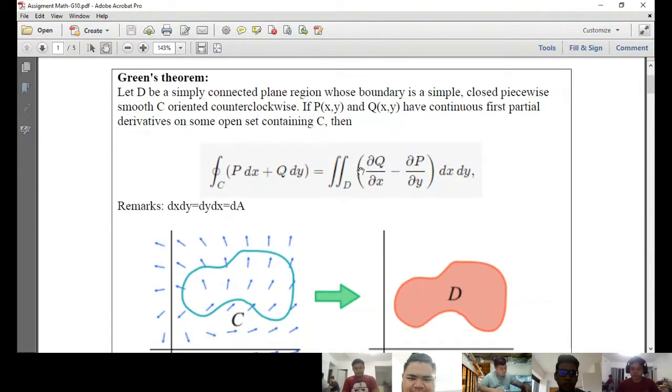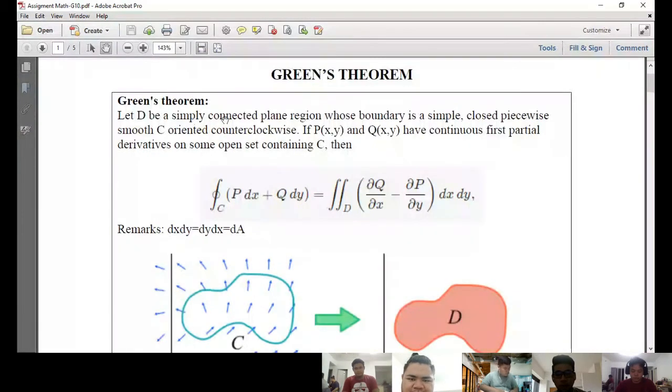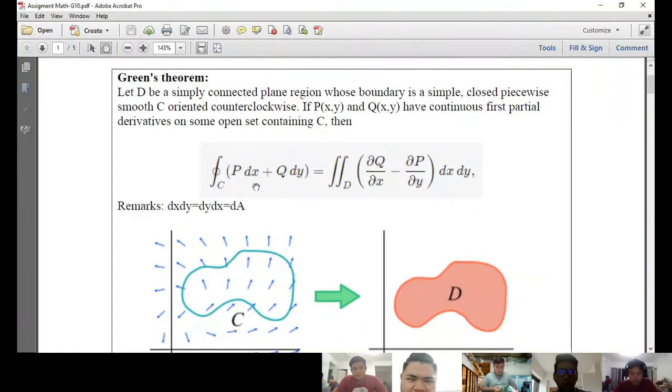We start with the general question first. Let D be a simply connected plane region whose boundary C is a simple, closed, piecewise smooth curve oriented counterclockwise. If functions P and Q have continuous first partial derivatives on some open set containing D, then this is the general equation for Green's theorem, and this symbol represents the closed curve integral.